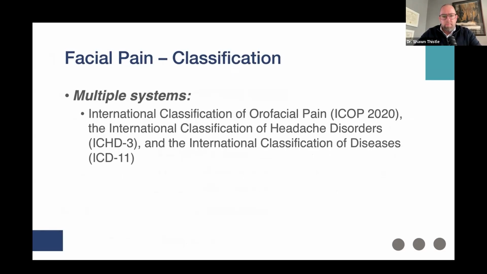But there are multiple systems at play for orofacial pain, including the International Classification of Orofacial Pain, or the ICOP, and that's from 2020. The International Classification of Headache Disorders 3, or ICHD 3, and the International Classification of Diseases, or ICD 11, which is the current version of that.